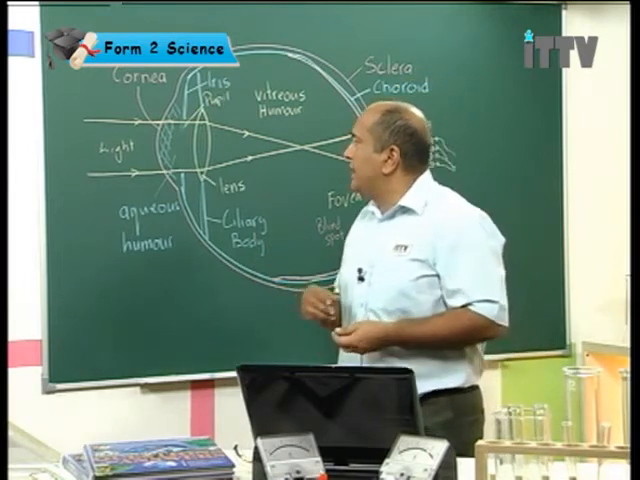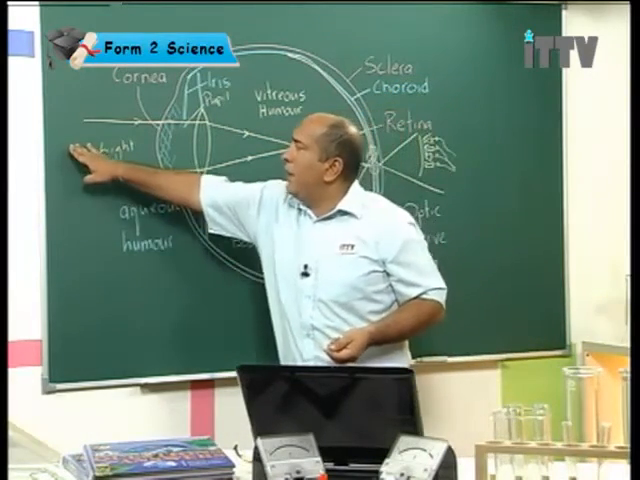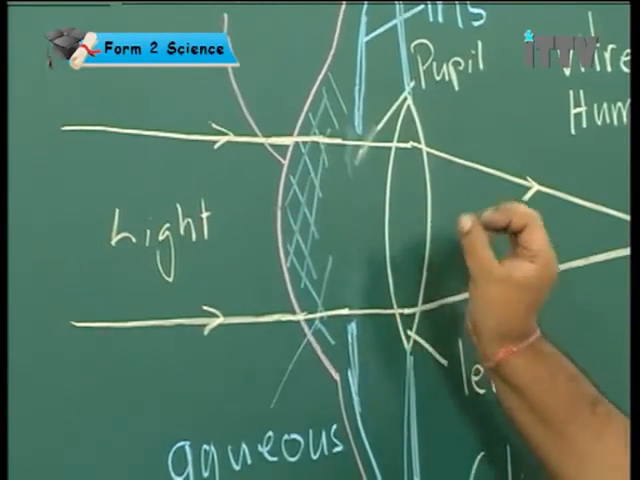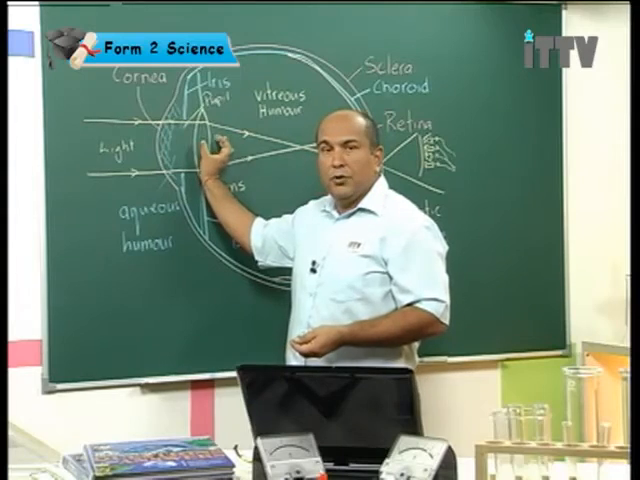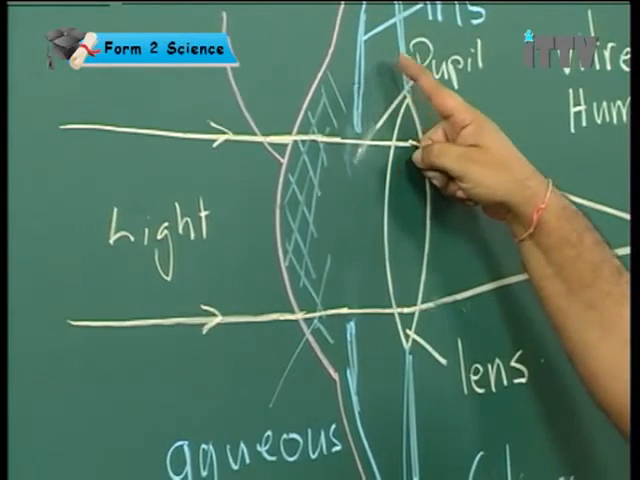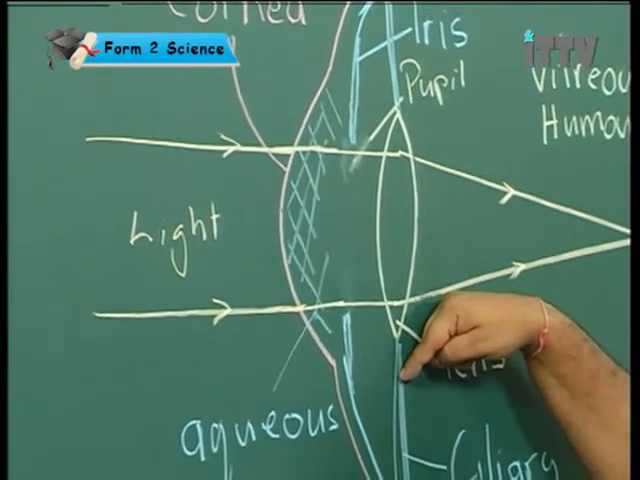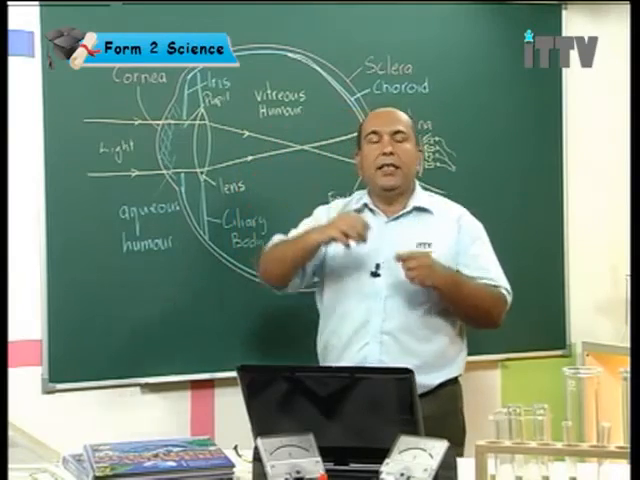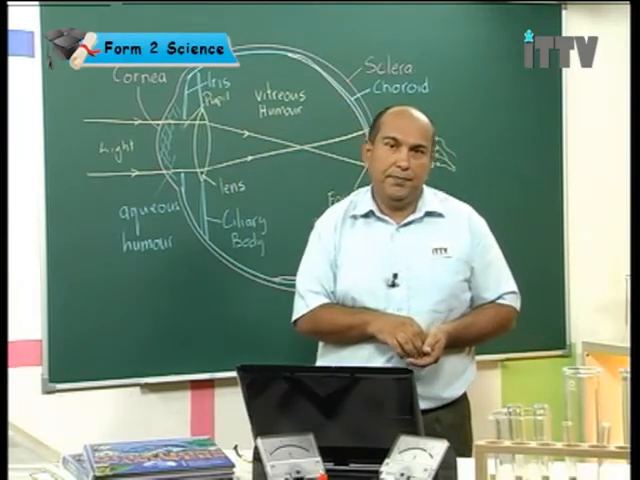So if we want to look at something close by, not far away, something that's close to us, this lens must become thicker. To make it thicker, what must happen is the ciliary muscles on top and at the bottom need to contract, and when they contract, basically the lens becomes thicker.